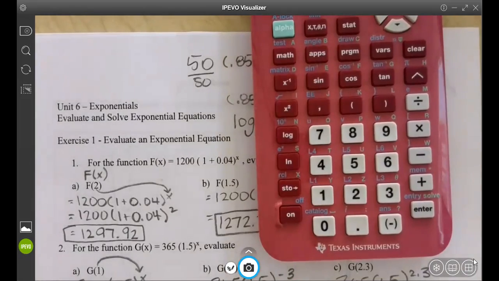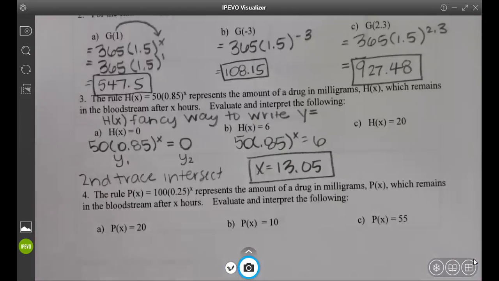That's it. Okay, so now it says evaluate and interpret the following. What does it mean? It says the rule h of x is 50 times 0.85 to the x. It represents the amount of drug in milligrams which remains in the bloodstream after x hours. So x is hours. How long did it take to get to 6 milligrams? 13 hours. That's all it wants you to do. It takes 13 hours to get to 6 milligrams in your bloodstream.